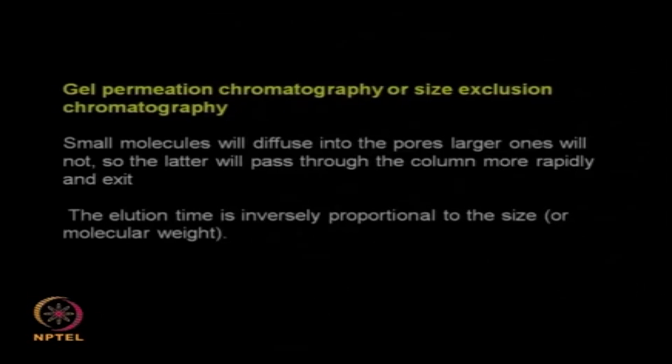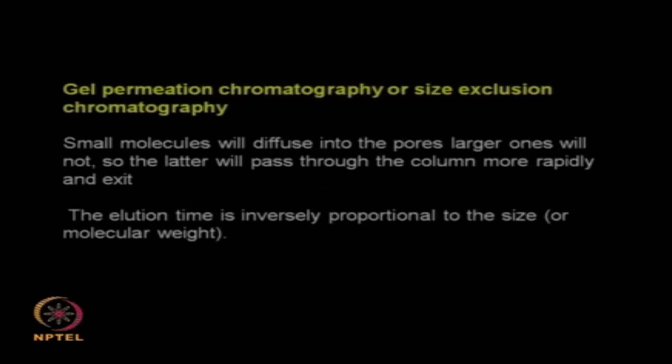So what do you do here? We have a stationary phase with pores. So small molecules which are smaller than the pores will diffuse inside the pores, get entrapped and get slowed down, whereas large molecules which cannot enter the pores will keep travelling, so they will rapidly come out on the other side, they will exit faster. So large molecules will come out faster, small molecules will take much longer time to come out. So the elution time is inversely proportional to the size of the molecules or molecular weight of the molecule.